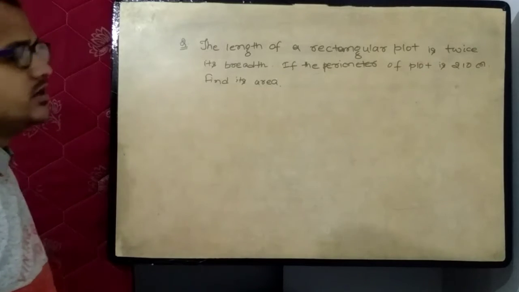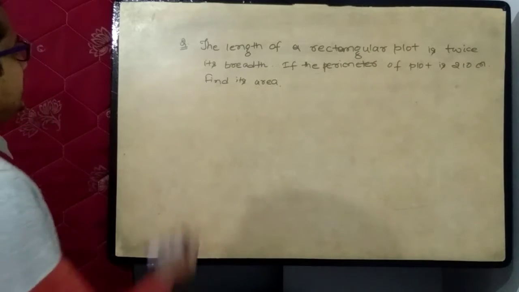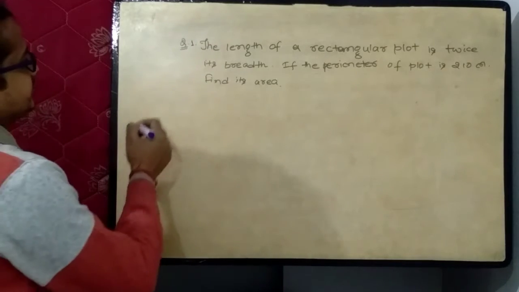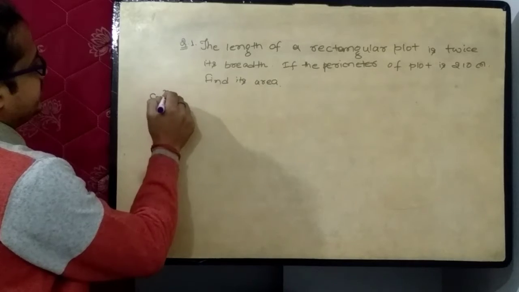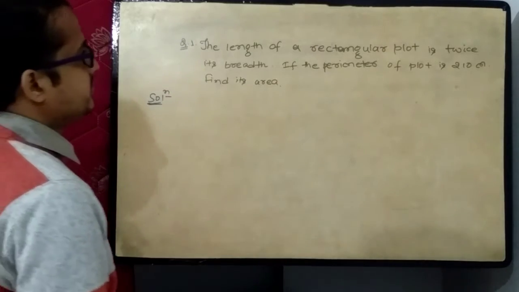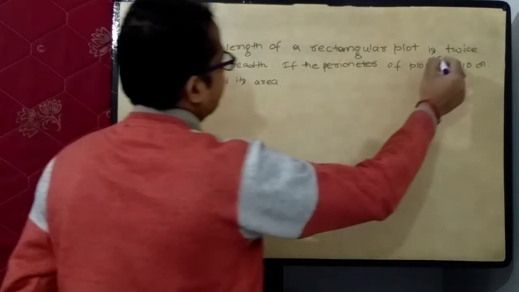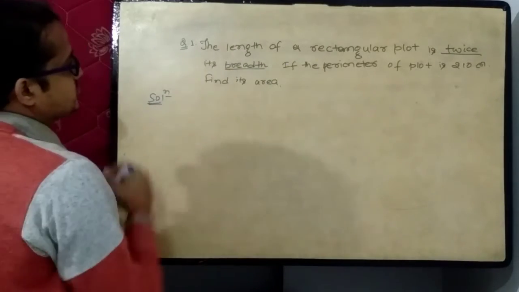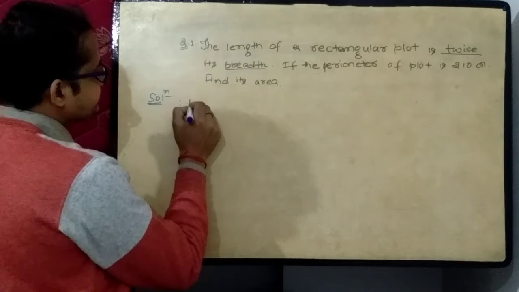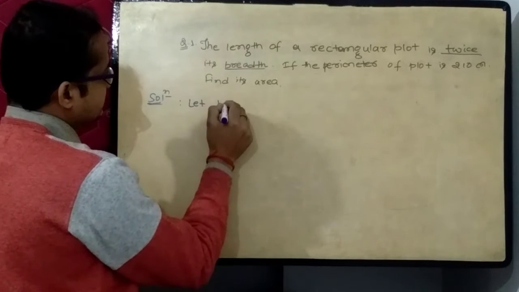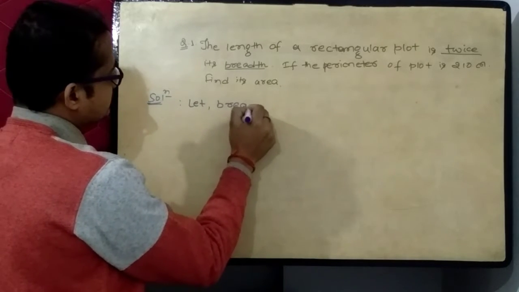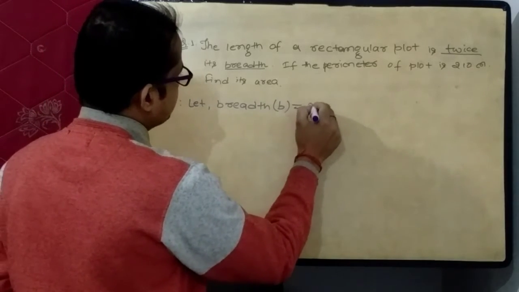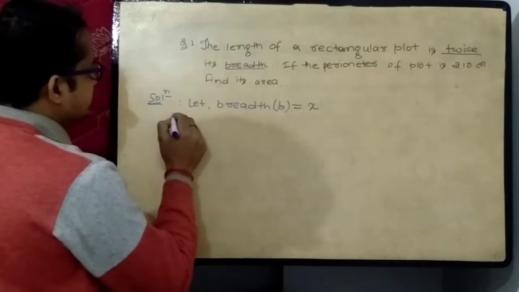Problems related to rectangle and square. Take first example. What is given? Given the length of a rectangular plot is twice its breadth. It is given in question that length is twice of breadth. So let breadth be equal to x.